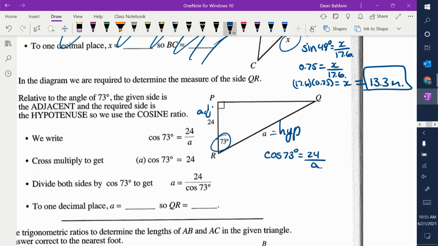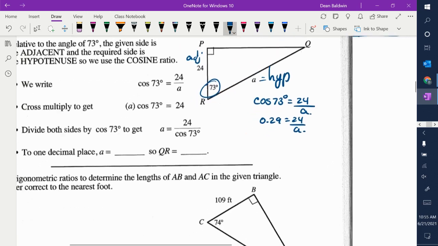Okay, you have choices here, depending on what you want to do. You could first convert the cosine 73 into a number, which is 0.29. And then to solve for it, what do you do?